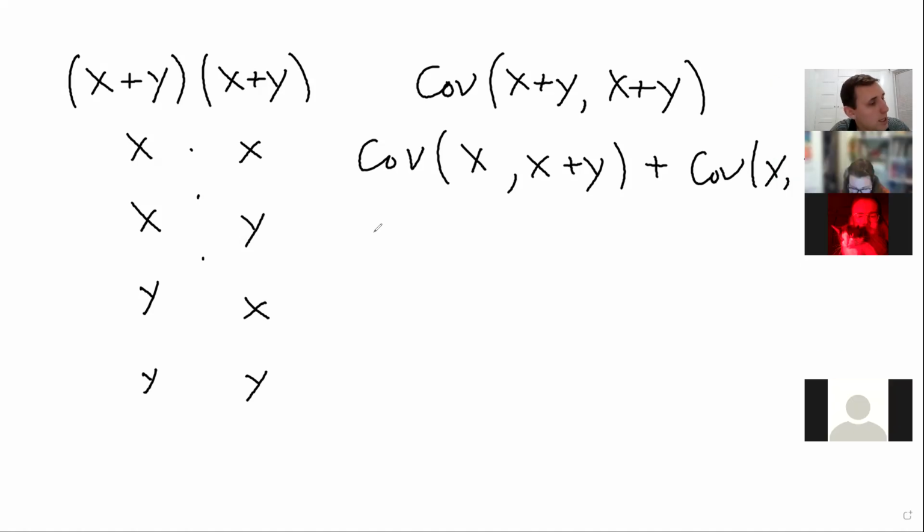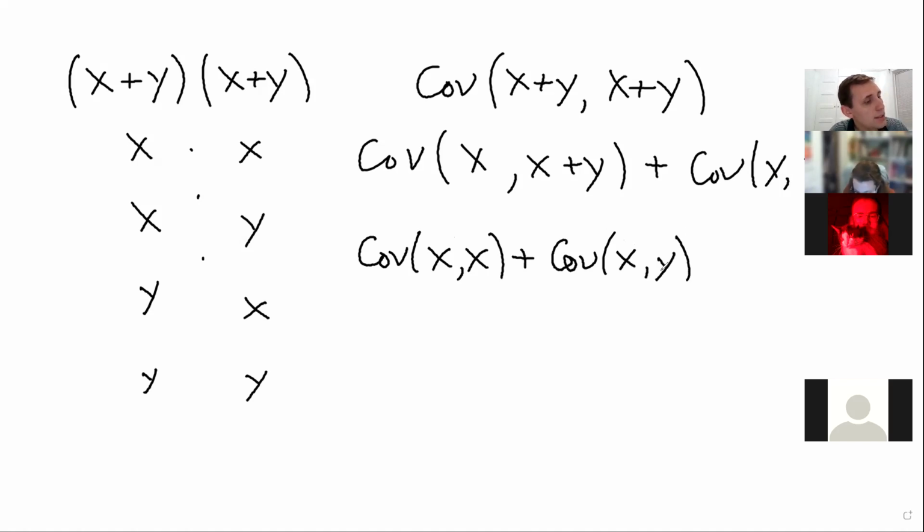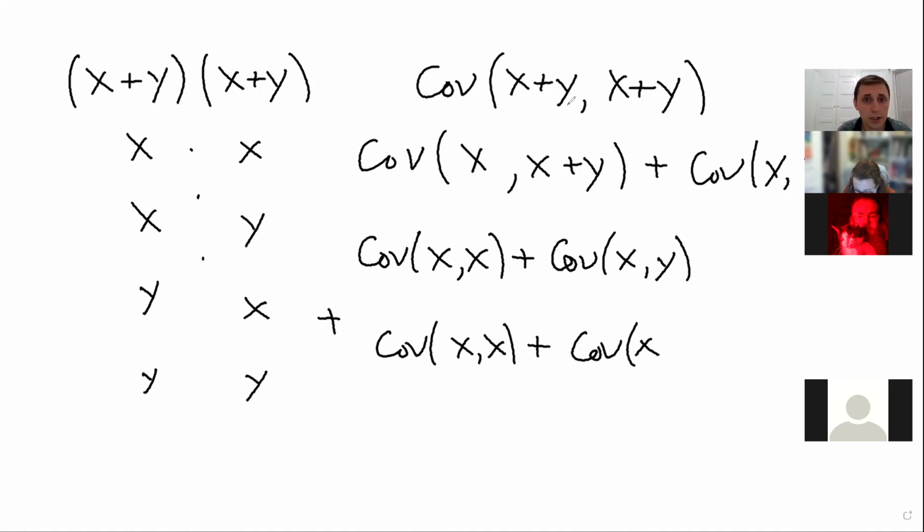And I can write it as covariance xx plus covariance xy. And the second part I can write as covariance yx plus covariance yy. Are you in agreement with me, guys?